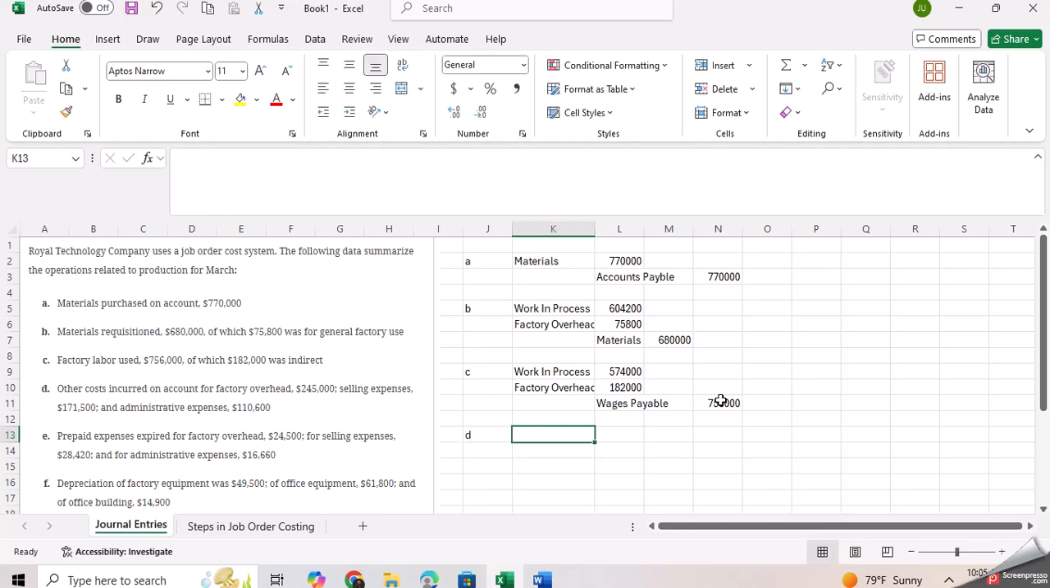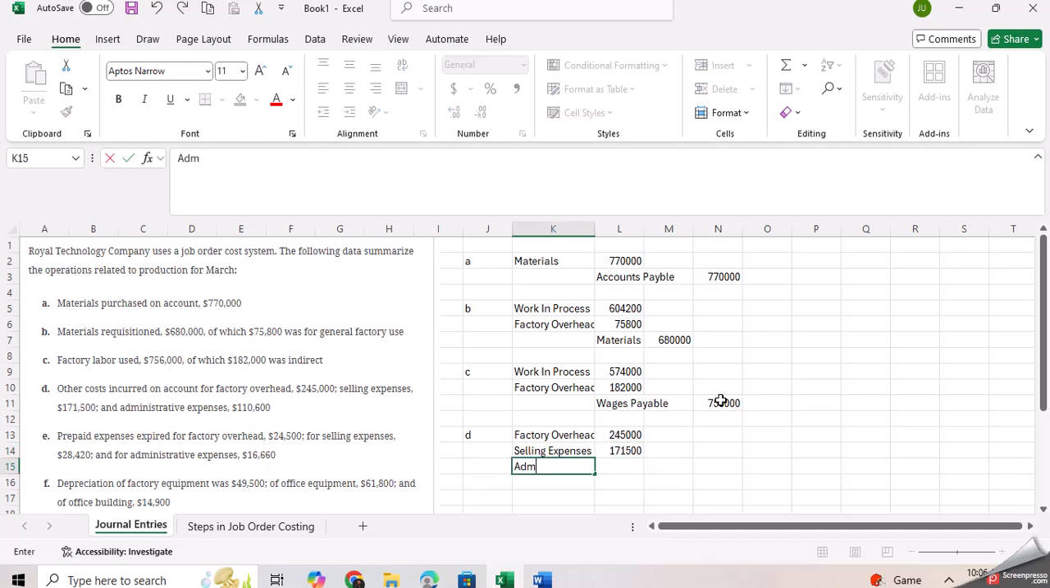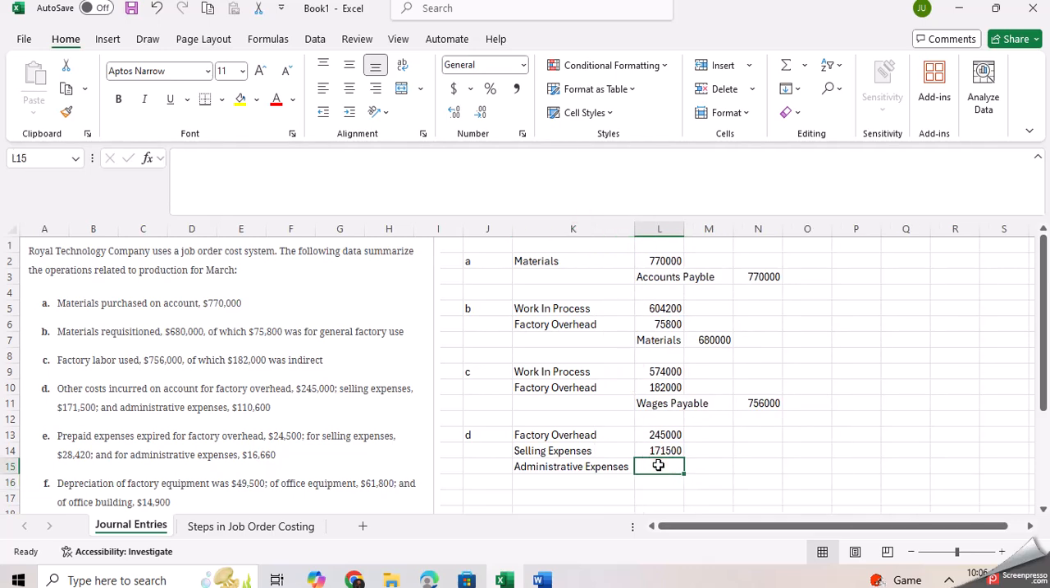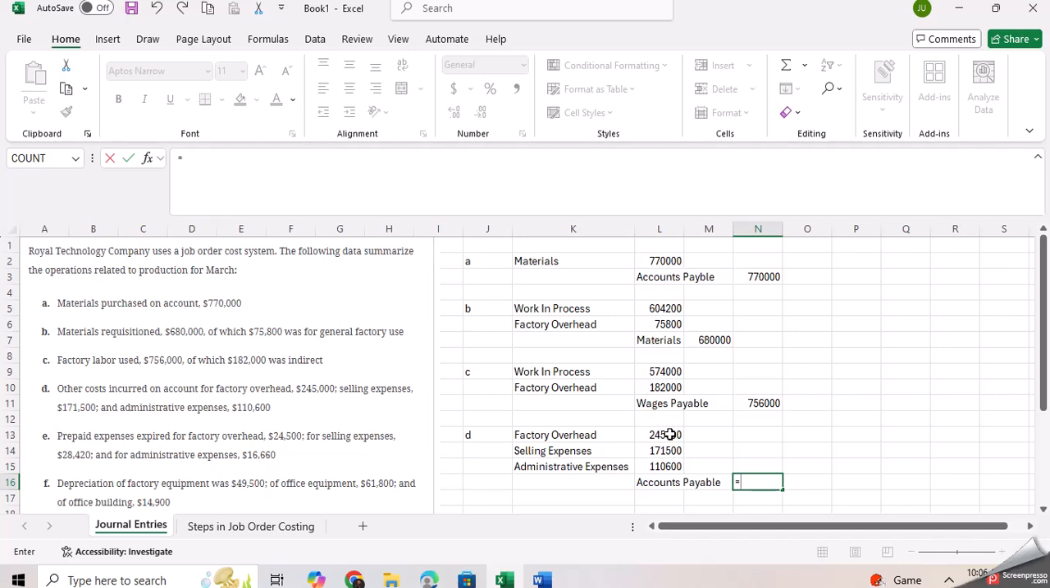And D, other costs incurred on account for factory overhead, 245,000, selling expenses, 171,000, and administrative expenses, 110,600. So factory overhead, we will debit for those costs of 245,000. The selling expenses just go to selling expenses, again, expensed as they're incurred. And then the same with the administrative expenses, just expensed as they are incurred. They do not go into work in process or overhead or any of that. And then it's all on account. So that's going to go into accounts payable. And it would be the sum of those together.